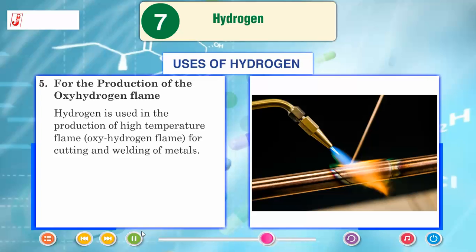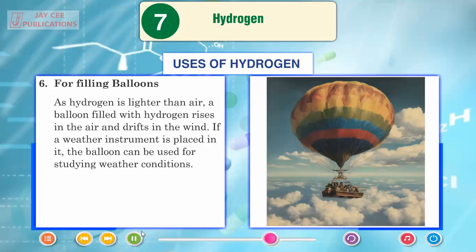Hydrogen is used in the production of high temperature flame, oxyhydrogen flame, for cutting and welding of metals. For filling balloons. As hydrogen is lighter than air, a balloon filled with hydrogen rises in the air and drifts in the wind. If a weather instrument is placed in it, the balloon can be used for studying weather conditions.